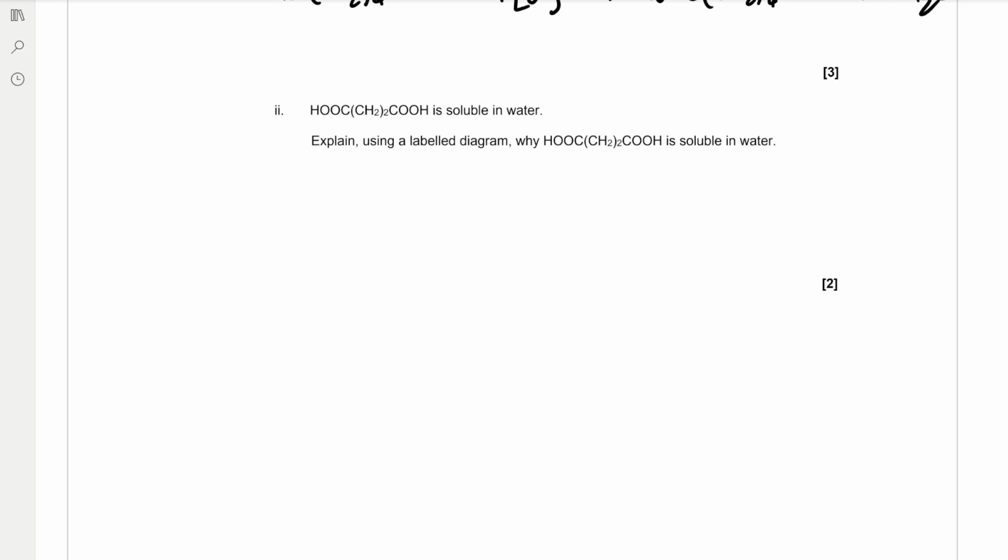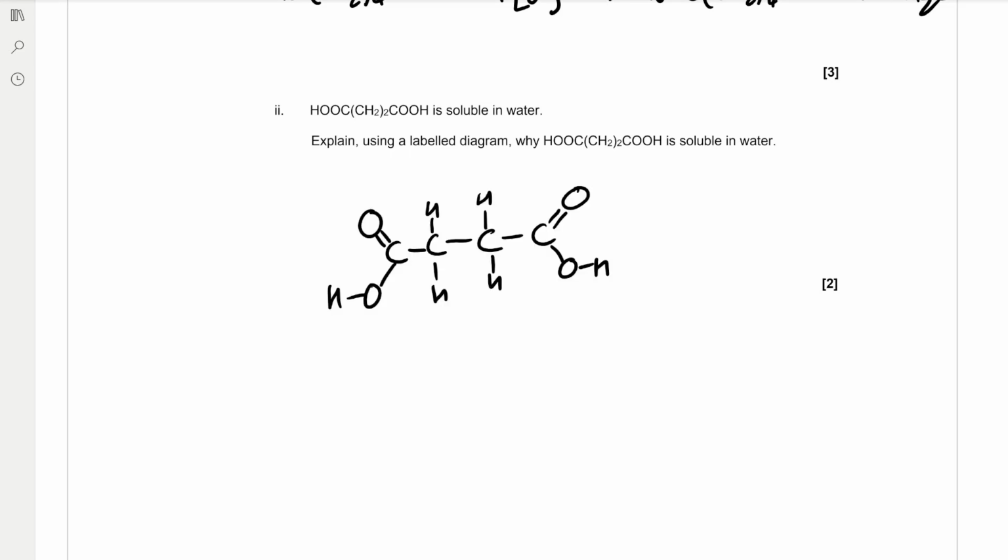Explain using a labelled diagram why the dicarboxylic acid is soluble in water. So this is due to hydrogen bonding, so we need to draw a diagram to show hydrogen bonds between water molecules and the dicarboxylic acid. When we're drawing diagrams for hydrogen bonding, we always need to label the hydrogen bonds. And don't forget to draw your dipoles on the bonding atoms. So hydrogen bonds are the strongest intermolecular force, and they act between the lone pairs on the highly electronegative oxygen atom and the delta positive hydrogen atom.